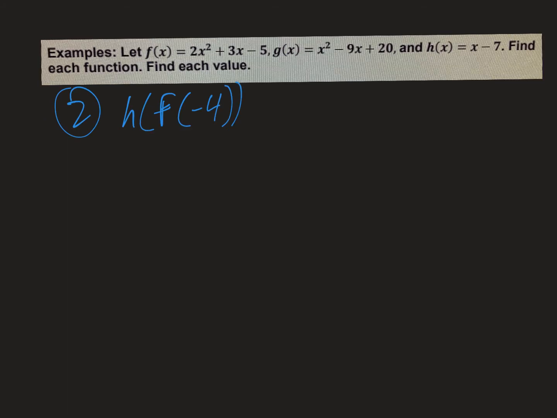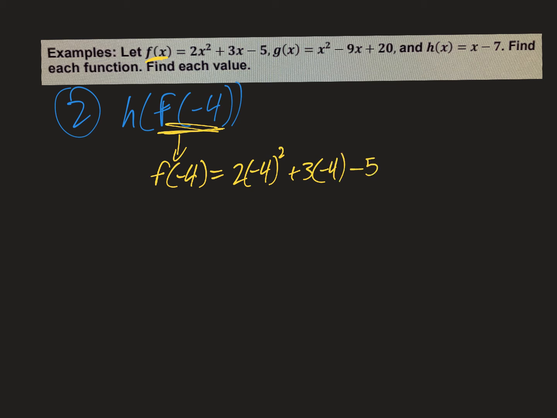Okay, guys, so let's look at number 2 as our next example. Once again, we're going to start from the inside. Okay, so f of -4. So here's my f function, f of x, and let's plug in -4 into there. Okay, so this is going to be f of -4 equals 2 times (-4) squared plus 3 times -4 minus 5. Let's simplify and solve this down. 16 times 2 is 32 minus 12 minus 5. And we should get this as 15. Okay, so f of -4.